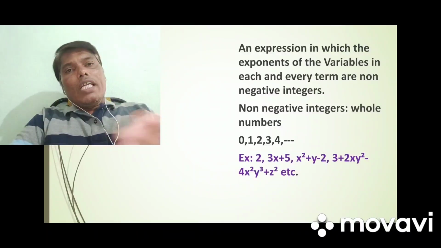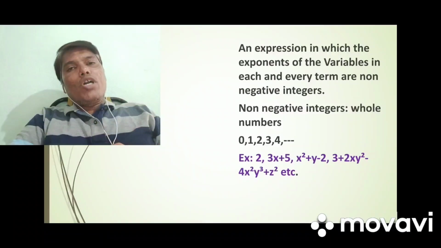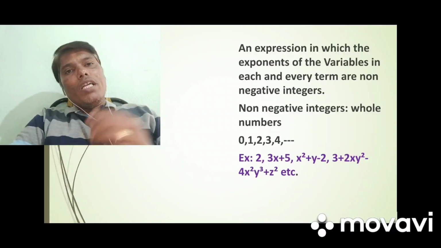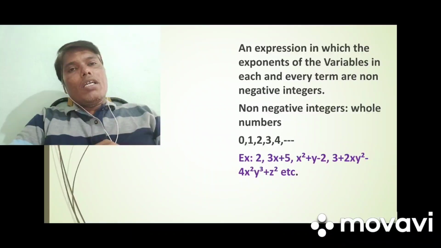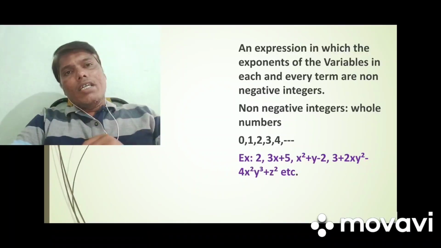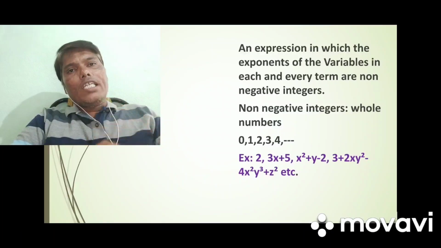2, it is a polynomial. Okay, 2 is a polynomial having only one term. Next, 3x plus 5, it is also a polynomial, having two terms. So what is the variable present here? Of course, a variable is present, that is x. What is the exponent? There is no exponent, means it is 1. 1 is a non-negative integer.